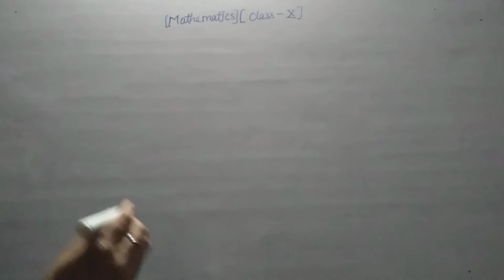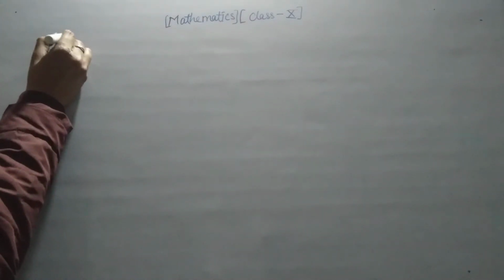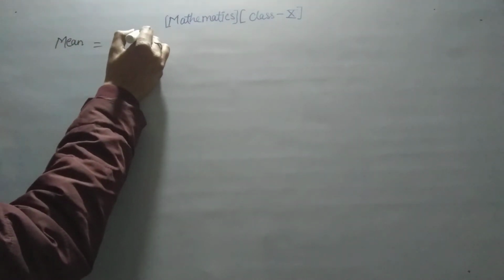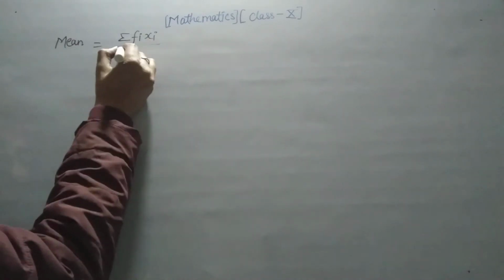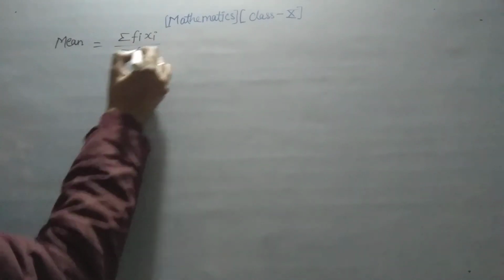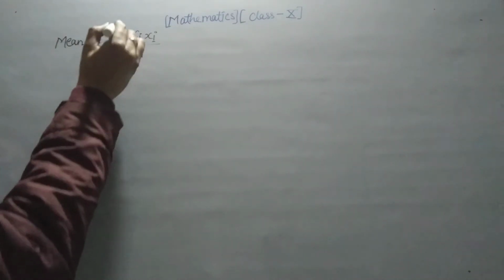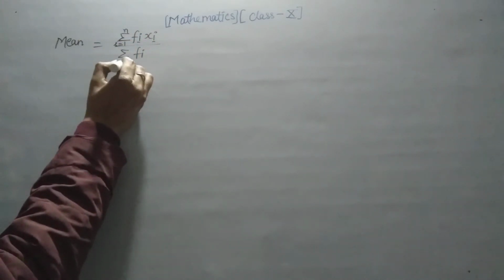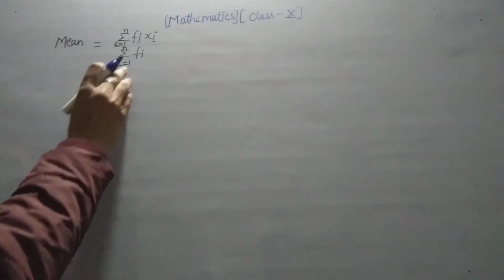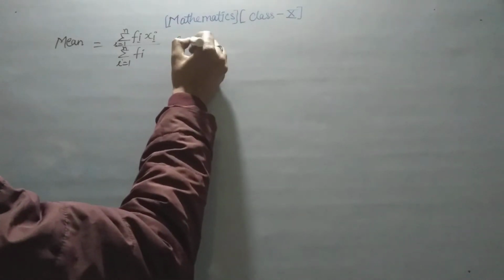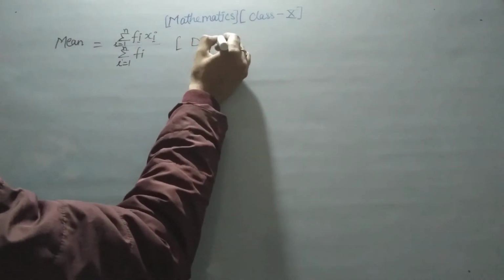Before starting these things, we have to explain the mean. What is the formula of the mean? Mean is equal to summation fi xi upon summation fi. Here, i belongs to 1 up to n, and this is the number of frequencies. This is the direct method; here you use the direct formula.